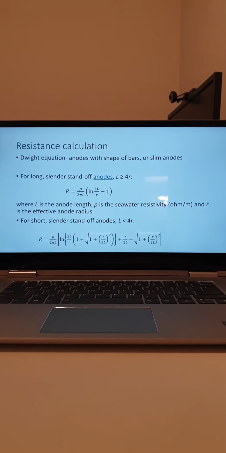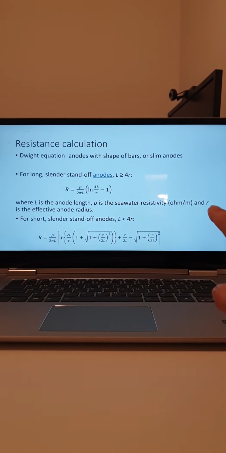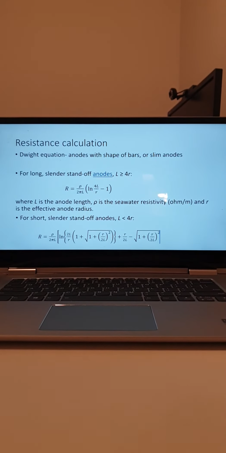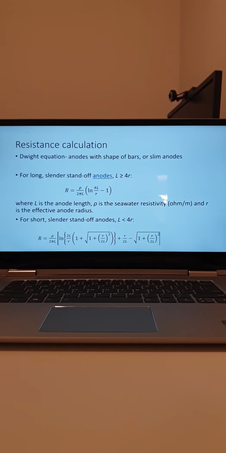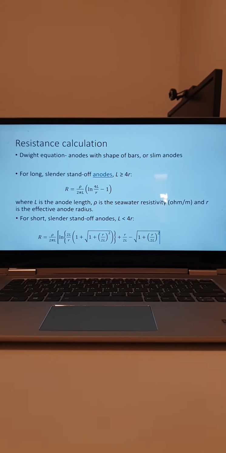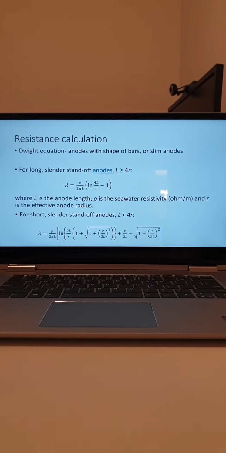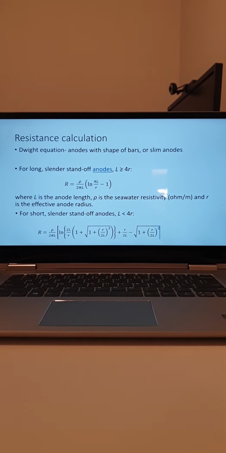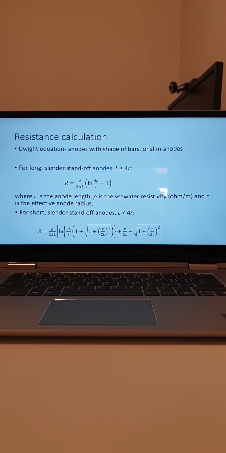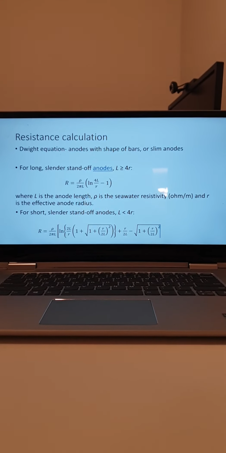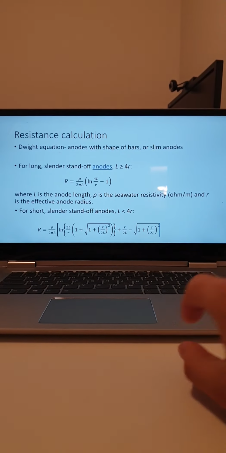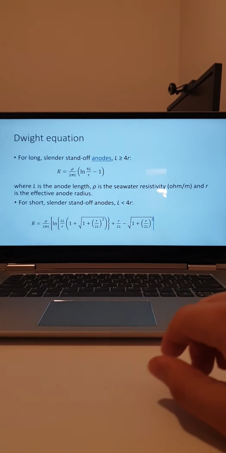And the small r there is the effective anode radius. Now this is for long anodes, and for short anodes we basically apply the second equation. In the example that we are planning to use, we will use the first one. We will use this equation to calculate, assuming the values that we want.